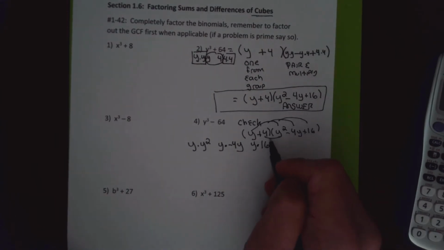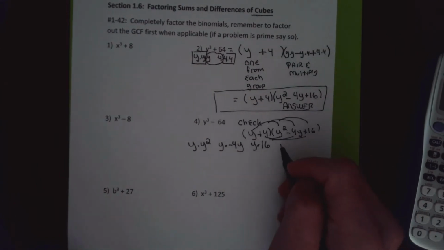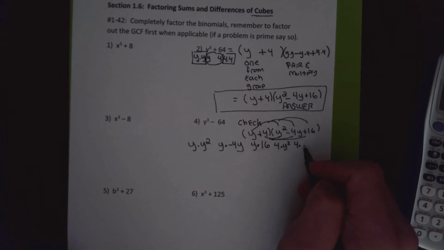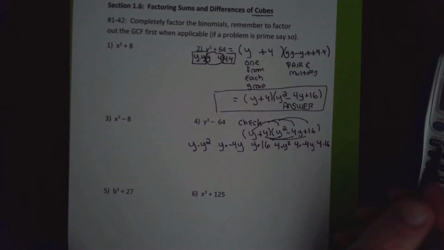I'll do the same with the 4. Take the 4 in the left parentheses, multiply it by the y squared in the right parentheses, the 4 in the left parentheses, multiply it by the minus 4y, and the 4 and multiply it by the 16.